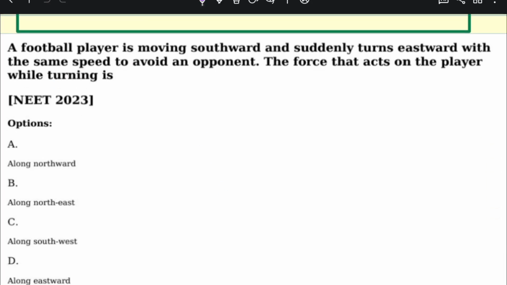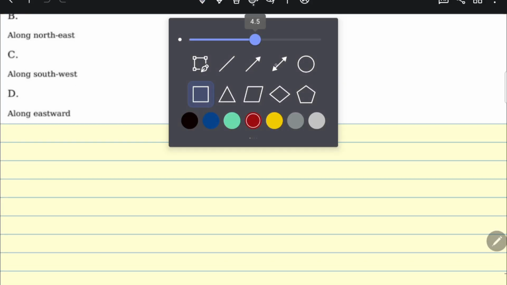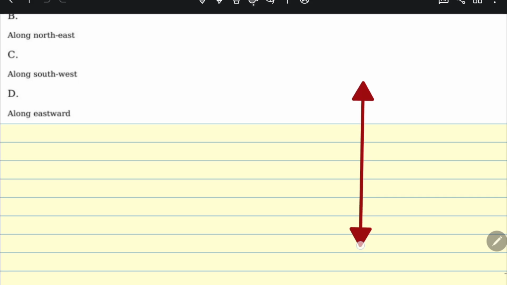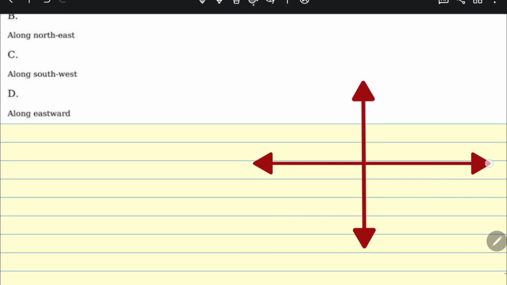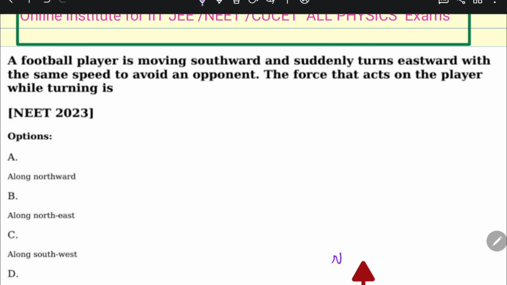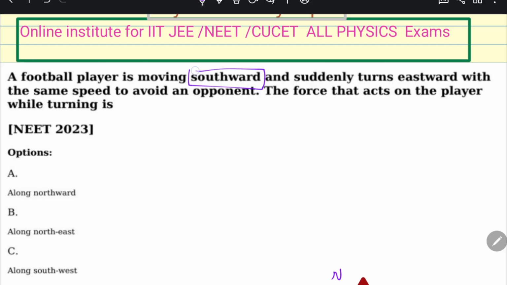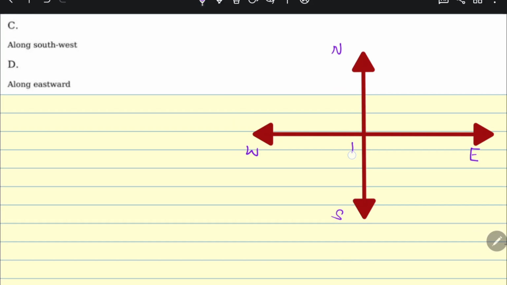This is also a very good question. A football player is moving southwards. So first I make the diagram so that you can easily understand this. This is our direction location. This is east, this is west, this is north, this is south, right? Over here you see a football player is moving southwards and suddenly turns towards eastwards.